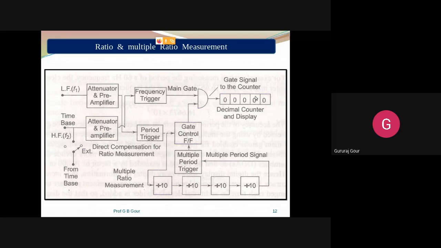The idea is very simple. Simply we are counting the number of high frequency cycles which are passing through one low frequency period. That is going to give us the actual measurement of the higher to lower frequency ratio or vice versa. That's all. The description is there again, you can refer to the notes.